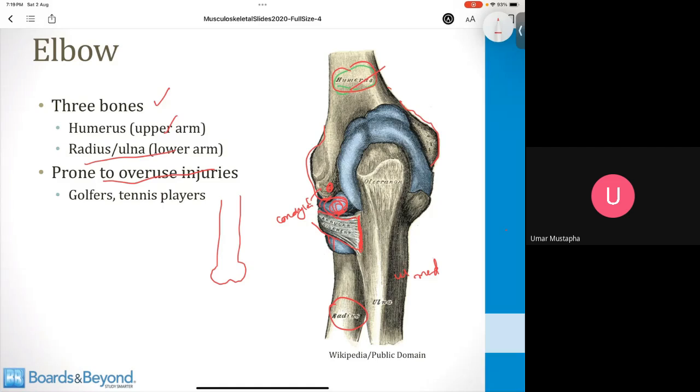Above these structures, the small bulges are called epicondyles. Okay, they are epicondyles. Remember one thing.